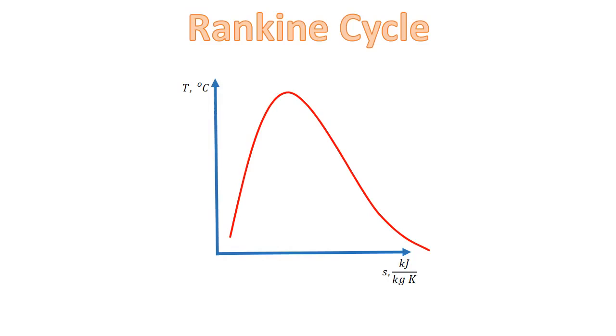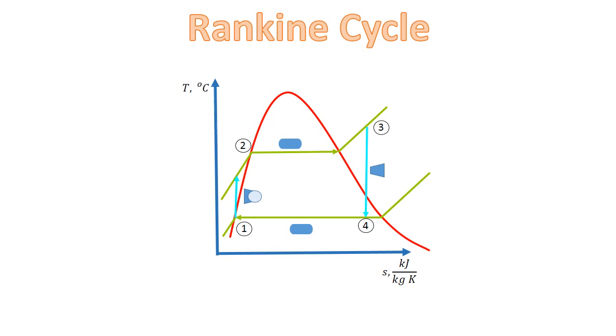The temperature entropy diagram is the following. The green lines represent the pressure, which is constant. The blue lines represent isentropic processes. The formulas used are the following. As you can see, all formulas have H's.